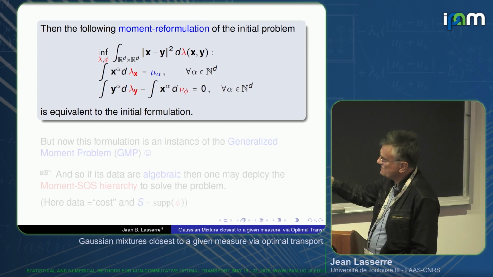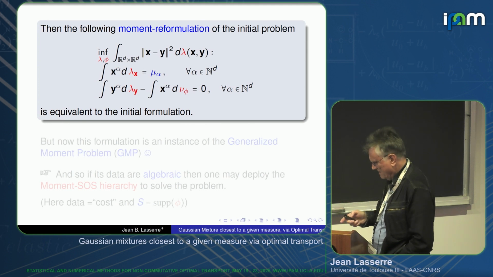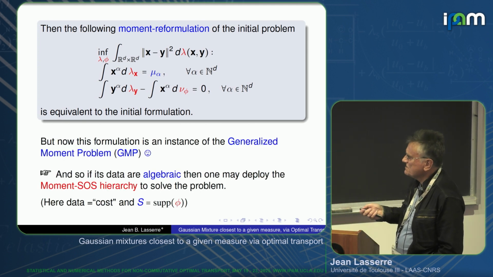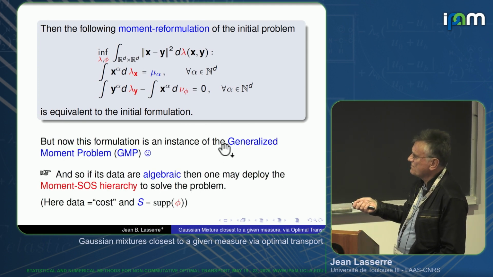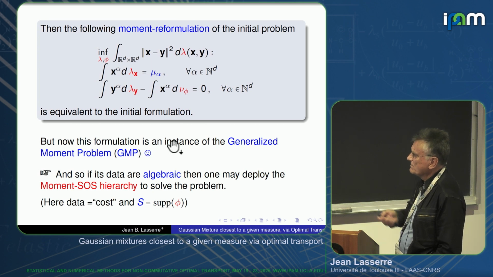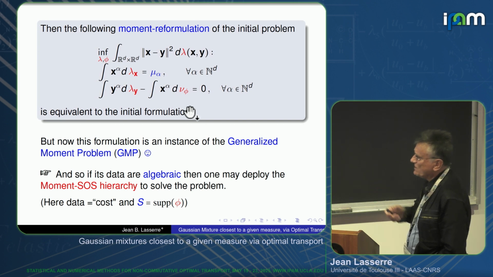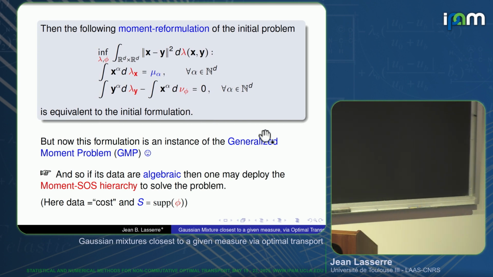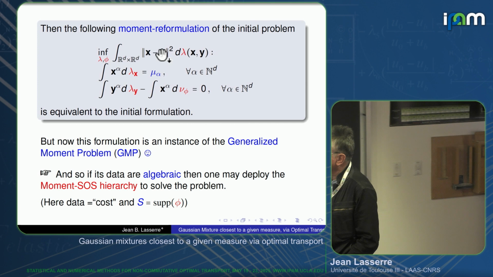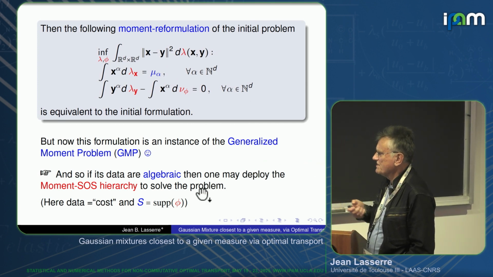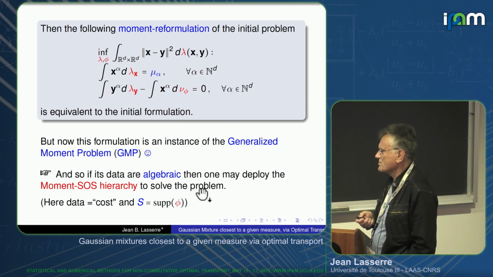And what is nice to go from the previous problem to this one is that now this formulation is an instance of what is called the generalized moment problem. You have linear constraints on moments and a criterion to minimize. And so if the data are algebraic in your problem, then you may deploy what you call the moment SOS hierarchy to solve the problem.